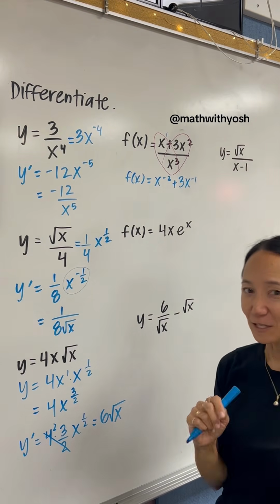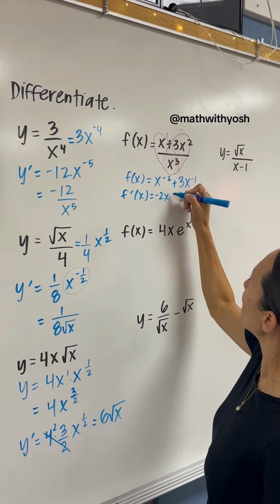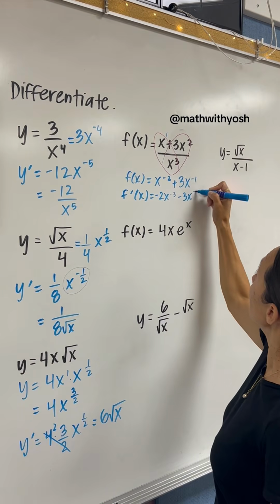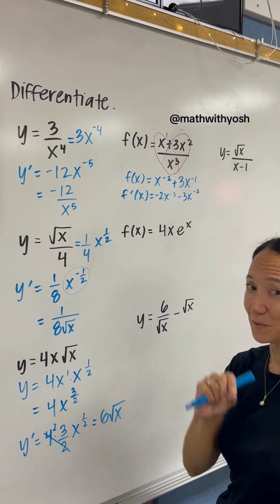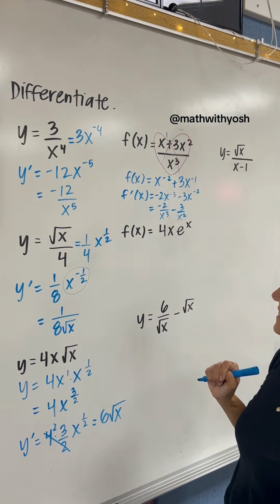Now we're ready to take the derivative using the power rule. You get negative 2x, and we're going to subtract 1. Same thing over here. You get negative 3x, subtract 1. I'm just going to move those terms with negative exponents to the denominator. And I'm going to leave the answer just like this.